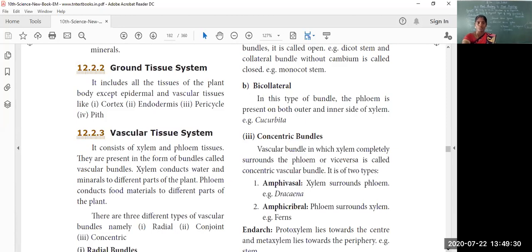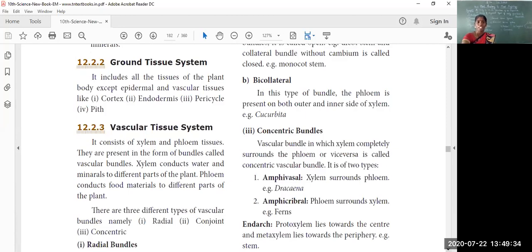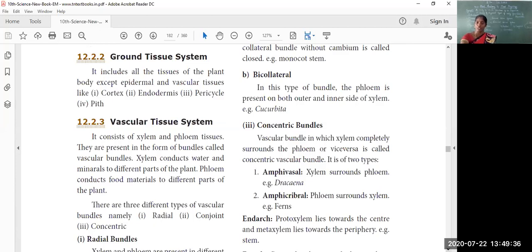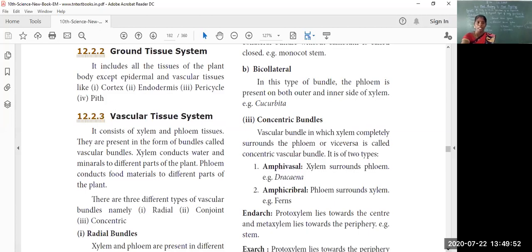epidermal and vascular tissues. Okay, so the vascular tissue system. It consists of xylem and phloem tissues. They are present in the form of bundles. They are called vascular bundles. Xylem conducts mainly water and minerals to different parts of the body of the plant. Phloem conducts food materials to different parts of the plant. There are three different types of vascular bundles: radial, conjoint and concentric.